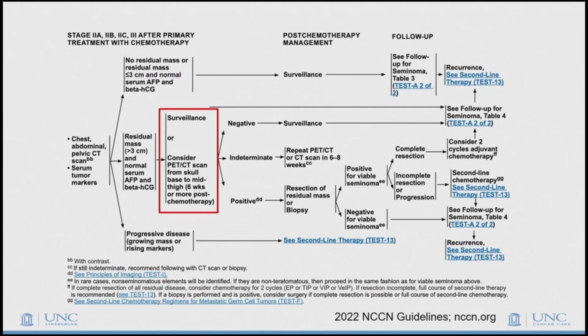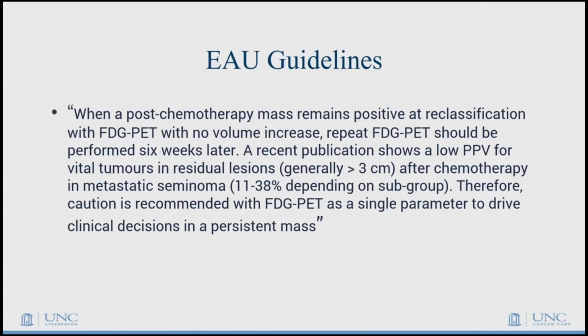So even the guidelines don't come down that strongly for use of PET, because a lot of times we can salvage these patients. So consider PET. If it's indeterminate, consider repeating it. And really there's a role to watch these patients as well. EAU guidelines sort of match this. They say when a post-chemotherapy mass remains positive with FDG PET with no growth, repeat it 6 weeks later. A recent publication, the paper I just showed you, shows a low positive predictive value for tumors and residual lesions greater than 3 centimeters after chemotherapy in metastatic seminoma. Therefore, caution is recommended with FDG PET as a single parameter to drive clinical decisions in a persistent mass.